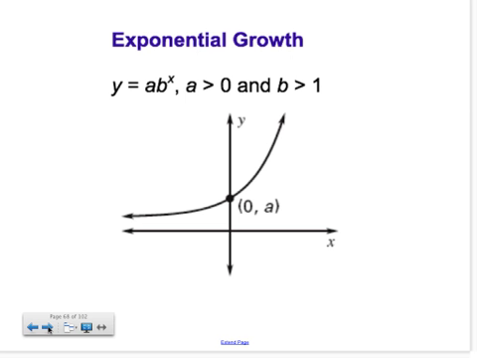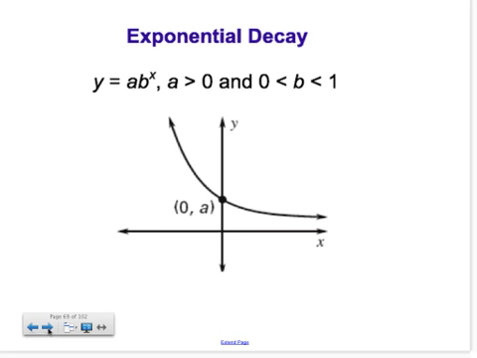This was just a quick review from yesterday. Exponential growth functions have the form of y equals ab to the x, where a is bigger than 0 and b is bigger than 1. Now you're going to see how exponential decay is slightly different.